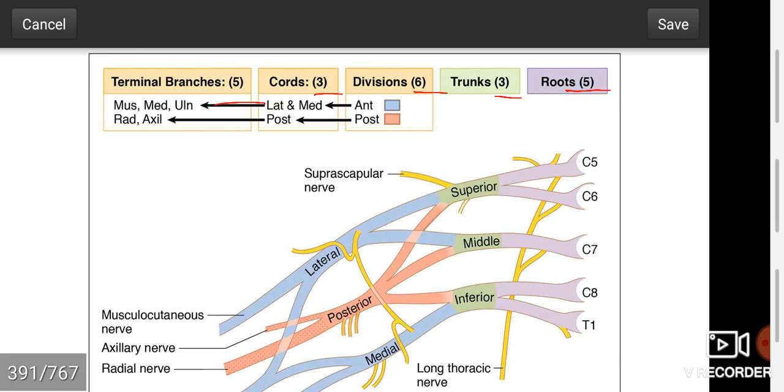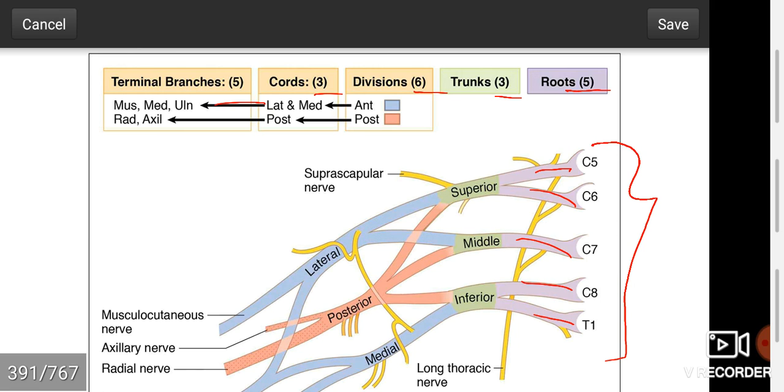As I mentioned, the brachial plexus arises from the ventral ramus of C5 through T1. They are all the ventral ramus there. Then these ventral rami are themselves the roots that we can see there, the 5 roots: C5, C6, C7, C8, and T1.